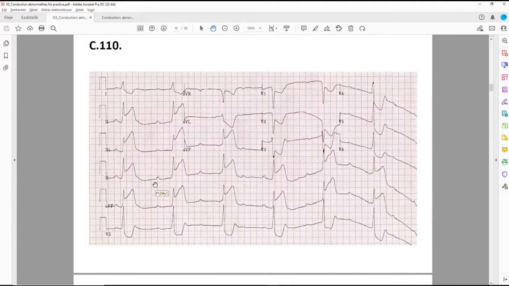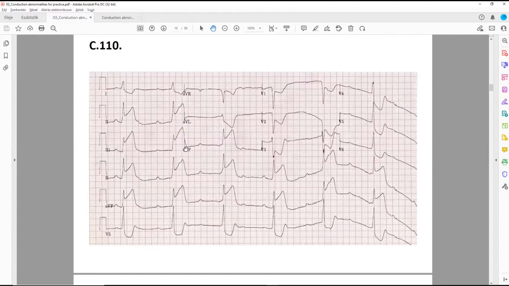110. I think it's rhythmic, and the heart rate is around 40 beats per minute. Good. And here I saw there are P waves and also QRS, but they're not correlated to each other. So I think it's a third degree or complete AV block. Okay. About the axis, lead one is positive and AVF is positive, so it's normal axis.